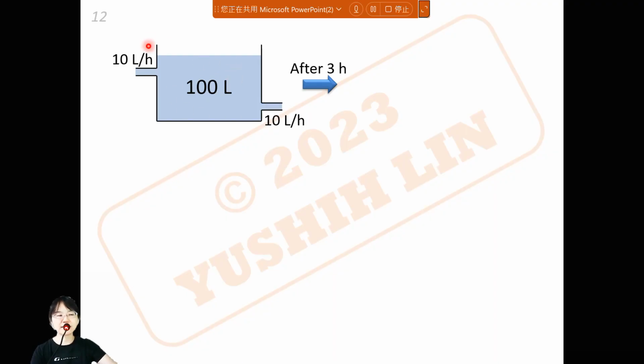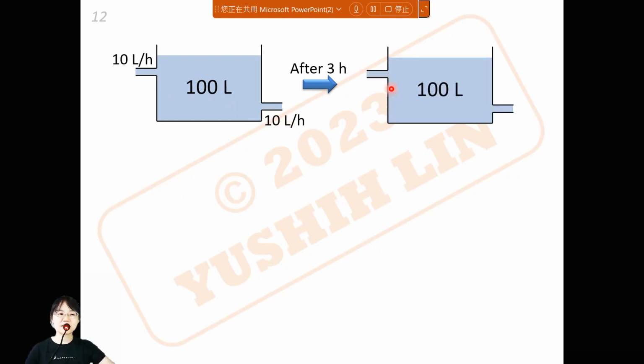This water tank has an influx of 10 liters per hour, and it also has an outflux of 10 liters per hour. So with the same influx and outflux, after 3 hours, you will see this. The volume is still 100 liters. Does it mean the water didn't change during the 3 hours? No. In fact, it is constantly changing, right? However, because these rates are the same, it looks like the volume didn't change.